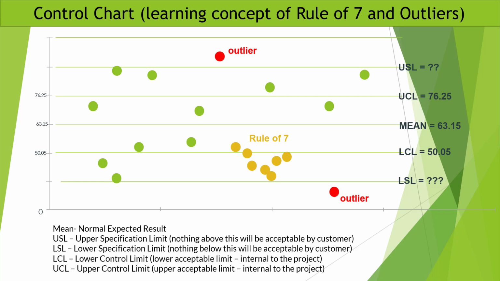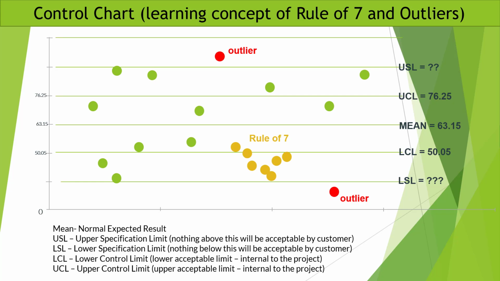Now let us look at the concept of rule of 7 and outlier. If any 7 data points are consecutive and nearer to each other, try to mark the definition: the 7 data points are consecutive and very near to each other, then it is the rule of 7. It is again a question to the process why all the data points are segregated around one corner, around one data point only, and it needs to be fixed and looked into.